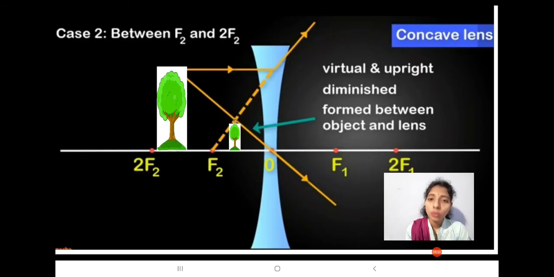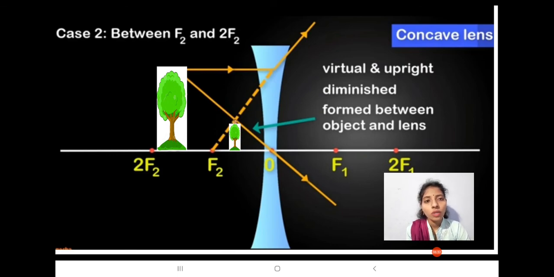Yes, so here it is easy to study concave lens because we are taking the object in front of the lens. So the image will be formed between the object and lens. So the image is a virtual image, and always upright and diminished. The position of the image is at the same place. Wherever we take the object on the principal axis, the image position is always the same.